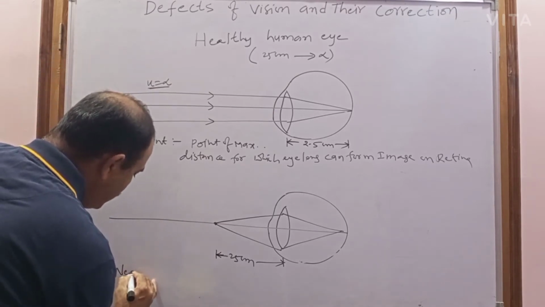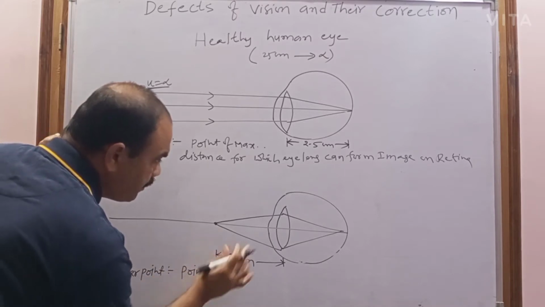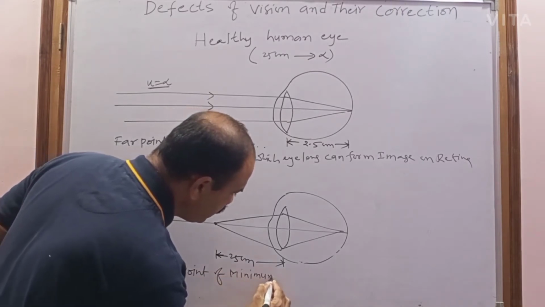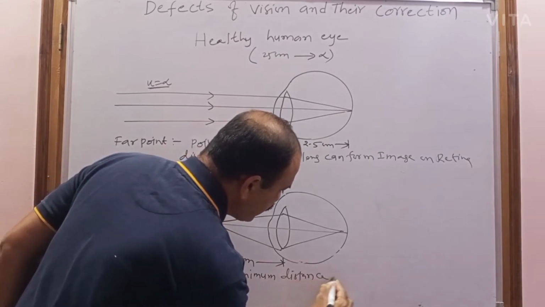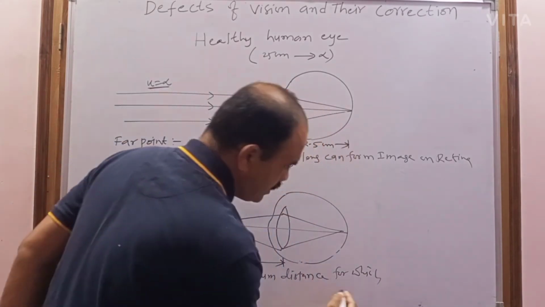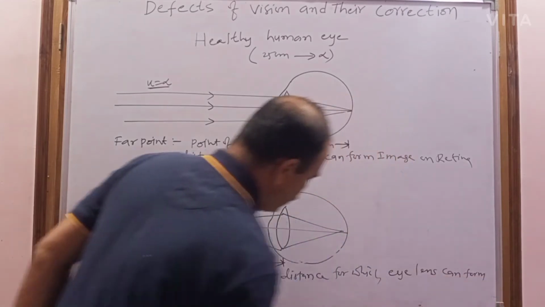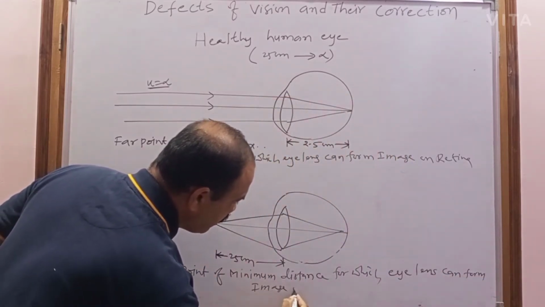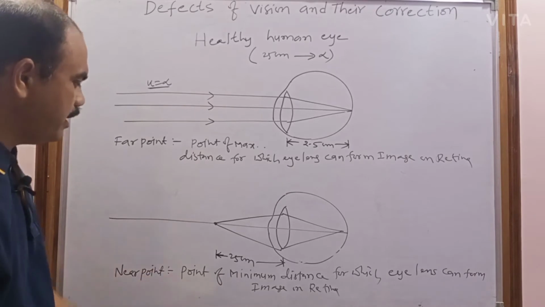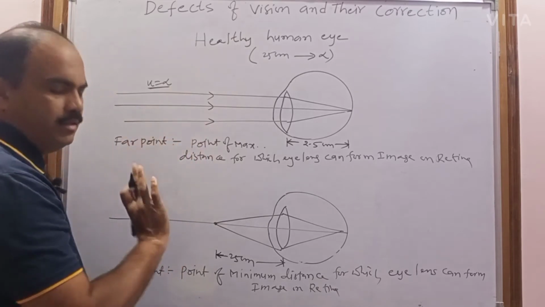So what is the near point? The near point is the point of minimum distance for which the eye lens can form the image on the retina. For the healthy human eye, what is the near point distance? 25 centimeter. And what is the far point distance for the healthy human eye? Infinity. This you have to remember.